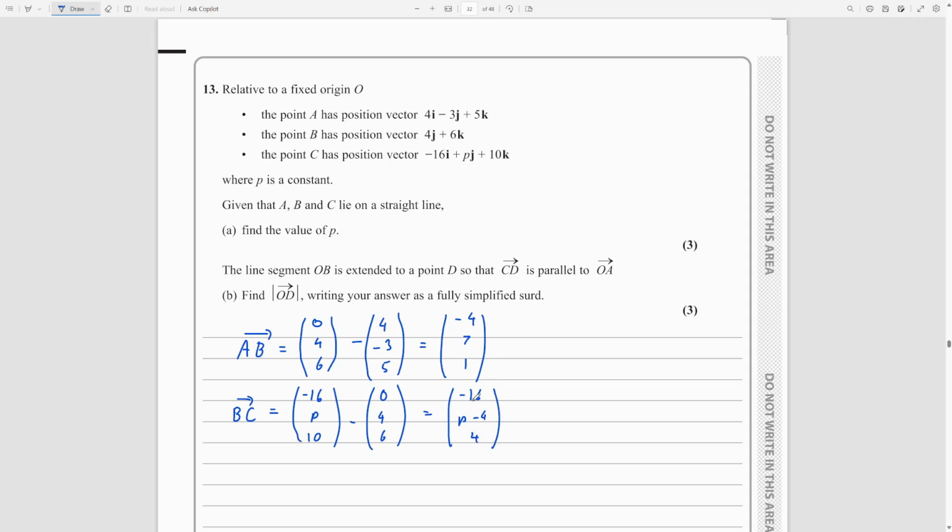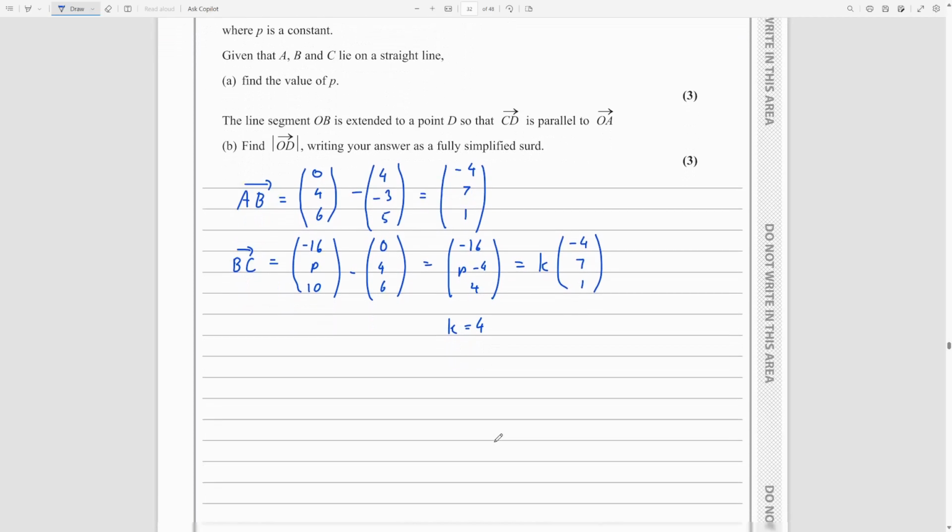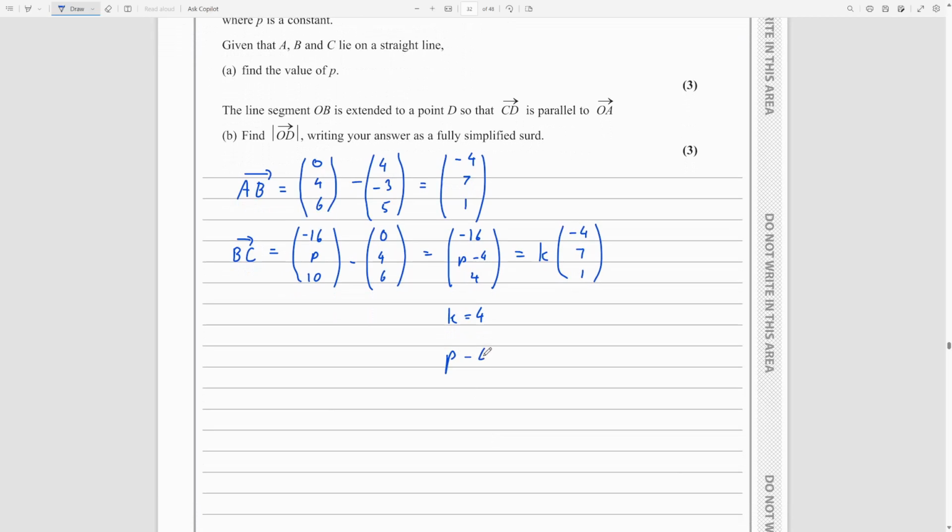Now, if these two things are parallel, this should be a multiple of that. So that should be some constant k times minus 4, 7, 1. Well, you can clearly see that k has to be 4, to make minus 4 times 4 is minus 16, and 1 times 4 is 4. So k is 4, and that means that P minus 4 better be 4 times 7, which is 28. 28 plus 4 is 32, and we found what P is.